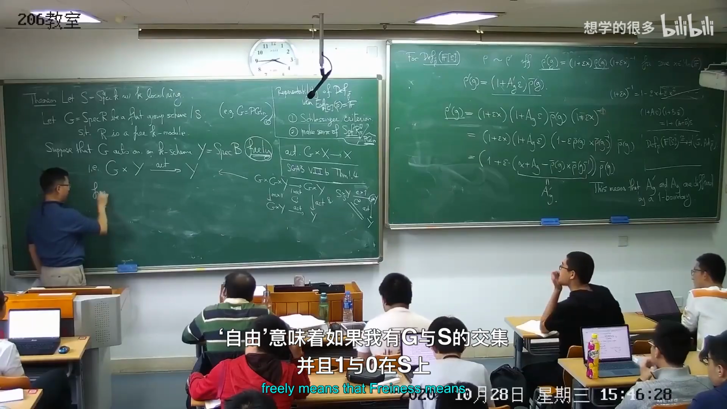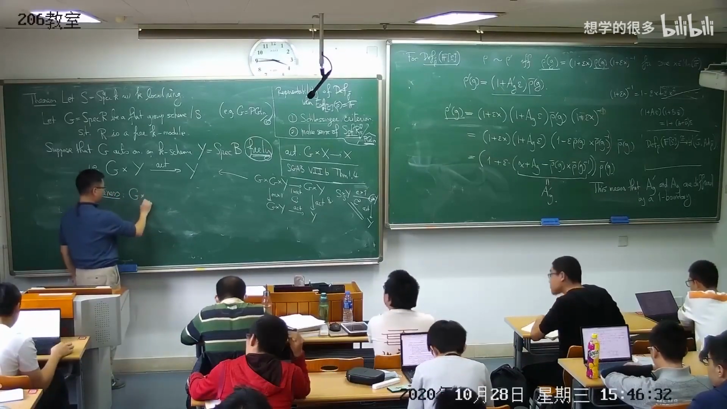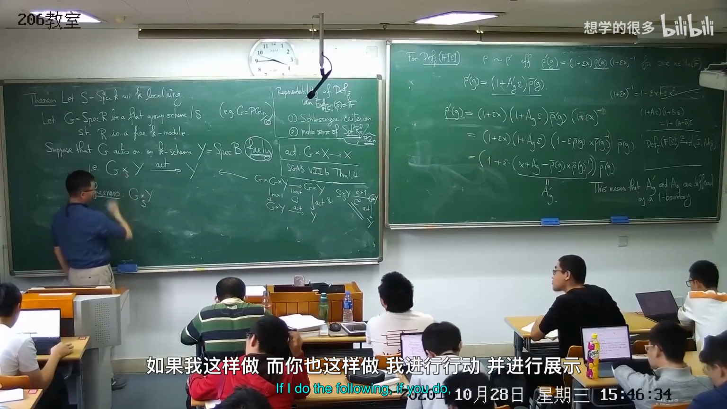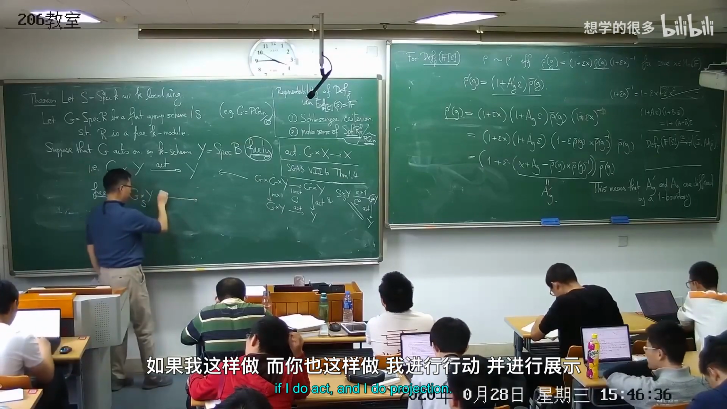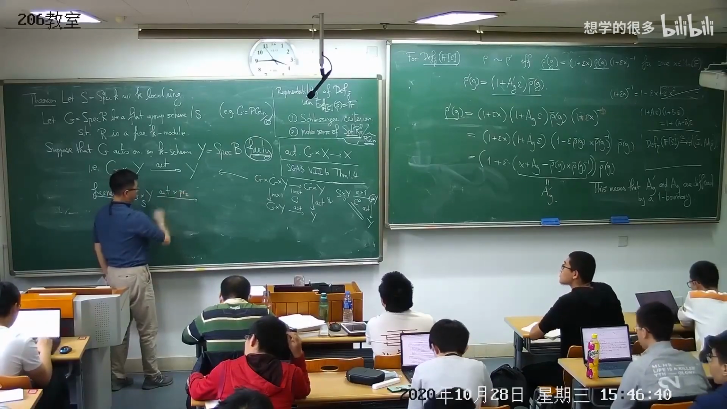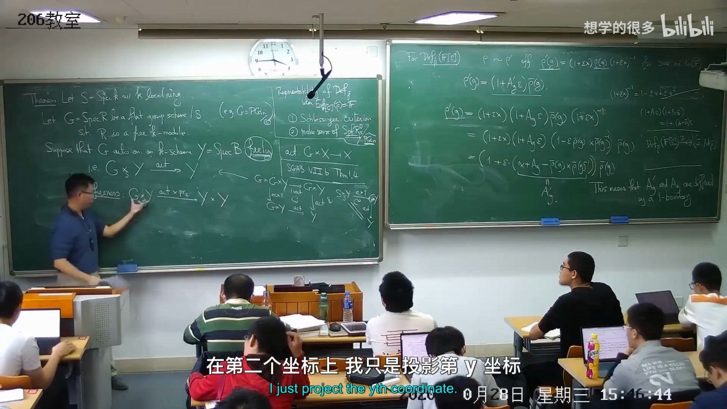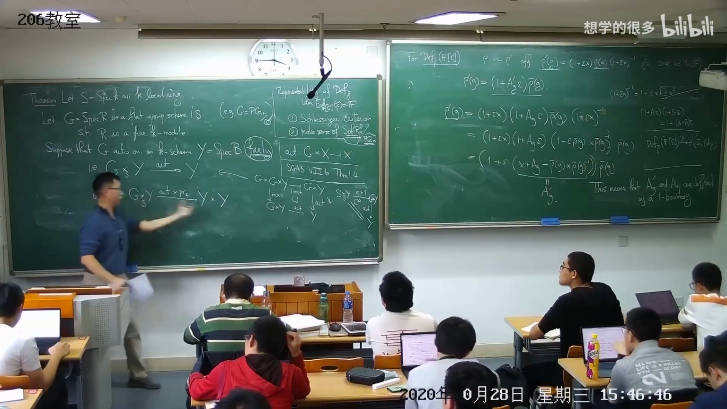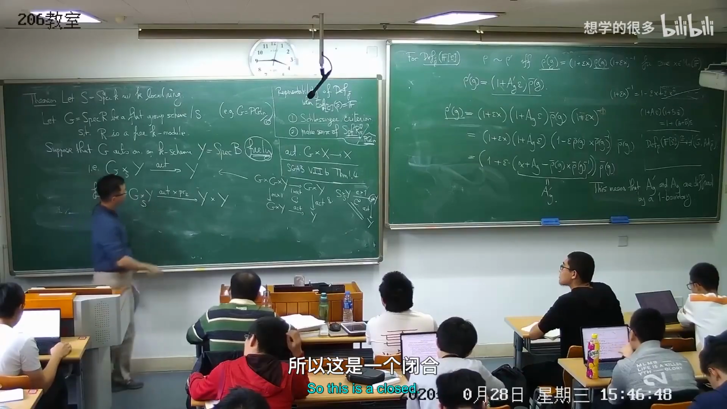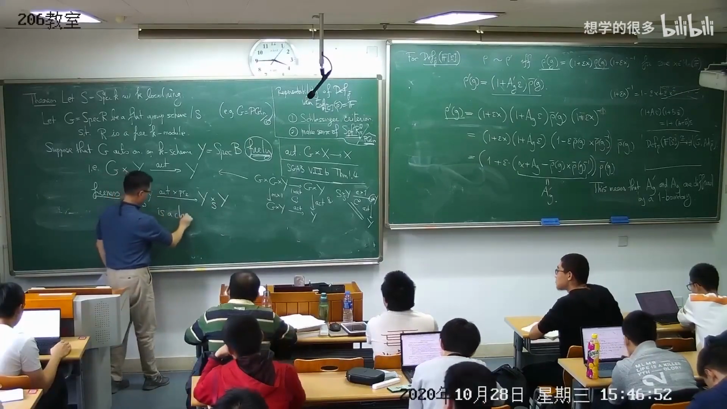Freeness means that if I have G cross S over 1, this over S, if I do the following, if I do act and I do projection, so on the first coordinate I do action, and on the second coordinate I just project to the Y-th coordinate. So this is a closed immersion.